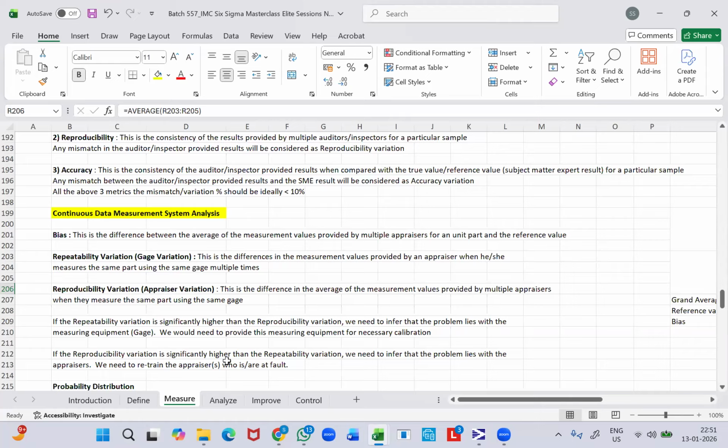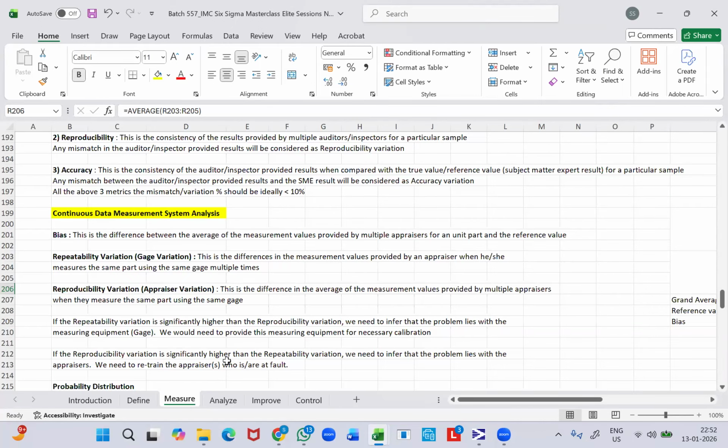So we need to find out which appraiser or the group of appraisers who are actually at fault, and we need to retrain them. We need to provide retraining to those appraisers, teaching them how to handle the measuring equipment. So that is the corrective action we will take when we find the reproducibility variation to be significantly higher than the repeatability variation. Clear about this continuous data measurement system analysis exercise?